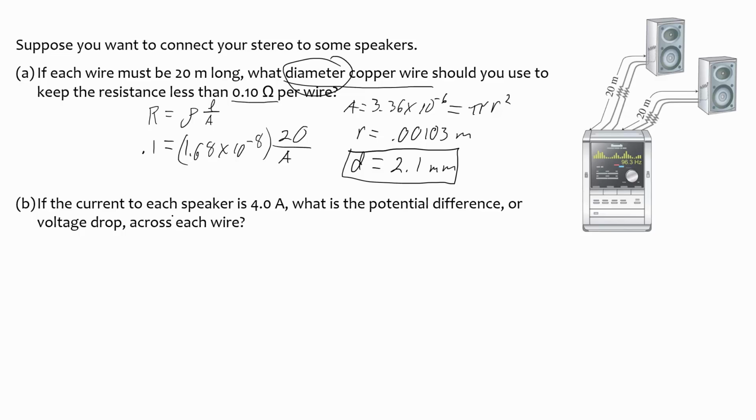Alright, second part: if the current is 4 amps, what is the potential difference, aka voltage, across each wire? This is pretty straightforward. V equals I times R. We've got our current, and then we multiply that by the resistance, which was 0.1, so we get 0.4 volts. And this is typical. The voltage on speaker wires is typically very low.